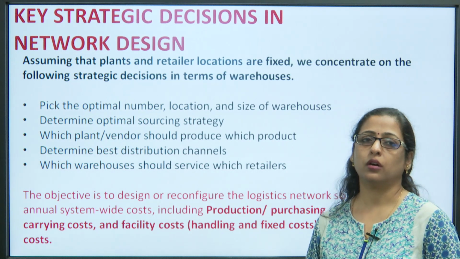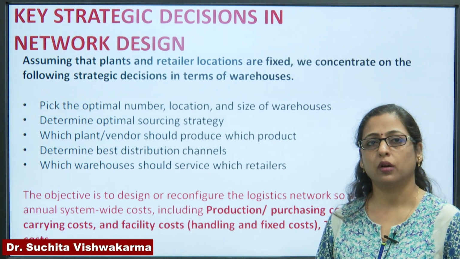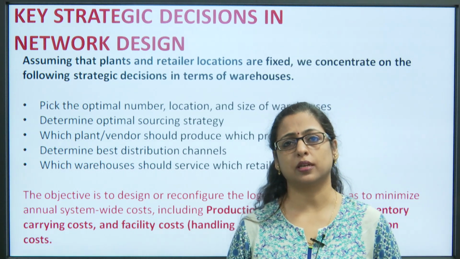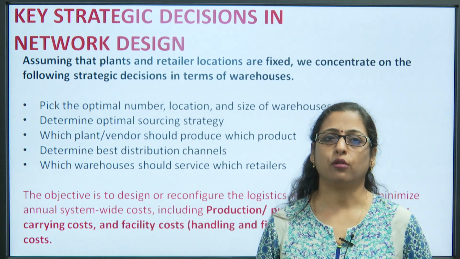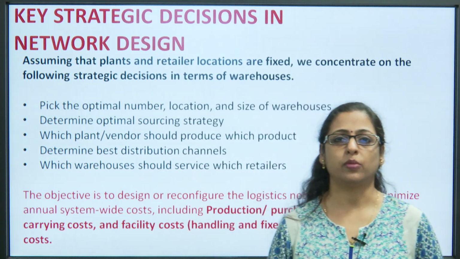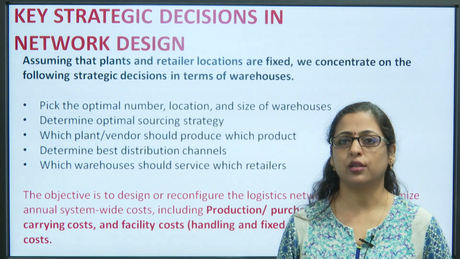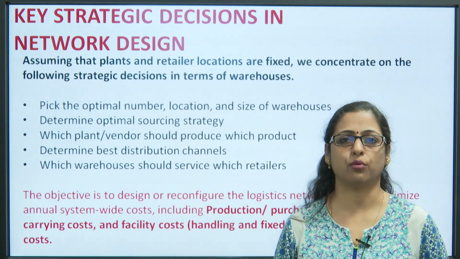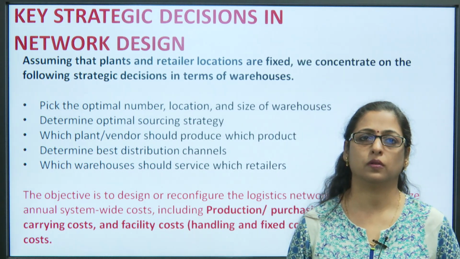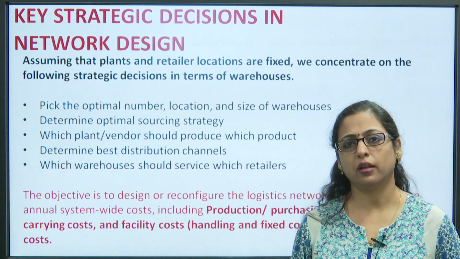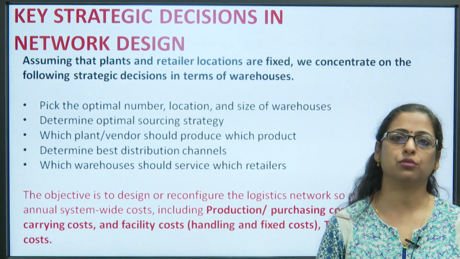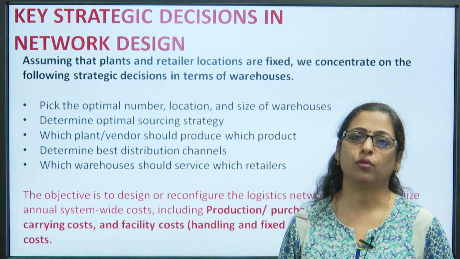The decision making would include picking the optimal number, location and size of warehouses. The company should think about the different options available in terms of number, location and size. That means how many warehouses they want to have, maybe 3 to 5 or 5 to 7 or whatever, and what the range of locations is. That means the geographical coverage; they should not keep it very specific, but should provide themselves a range within which they would like to have a warehouse.